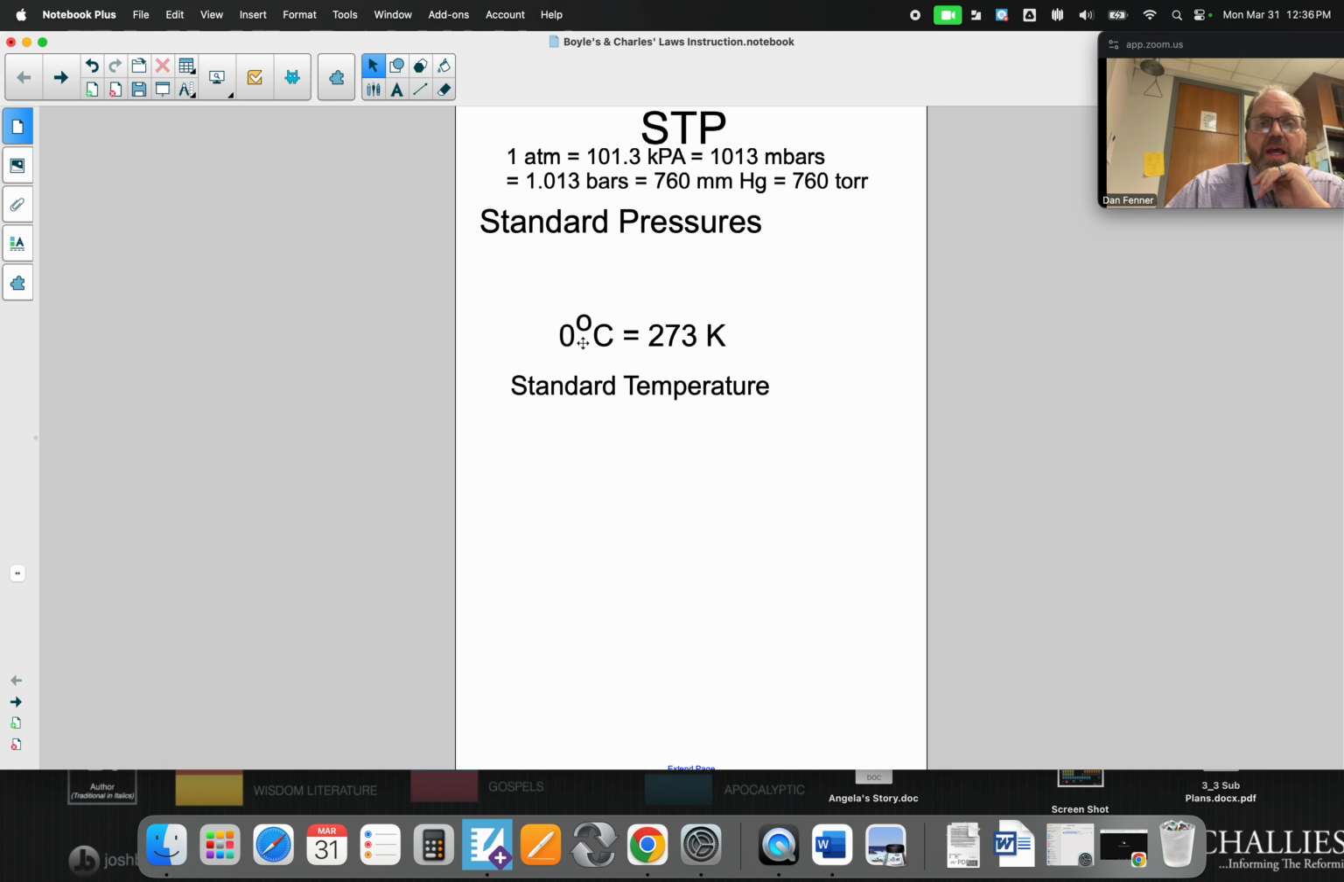Standard temperature is 0 degrees Celsius, which is 273 Kelvin. So when we go through this, we're always going to convert to Kelvin. We don't leave it in Celsius. Why? Well, 0 degrees Celsius is a problem if we divide by 0, so we want a number that we can work with. Whenever we go for Celsius, always, always, always convert to Kelvin. All right, so let's do a little bit of that conversion.